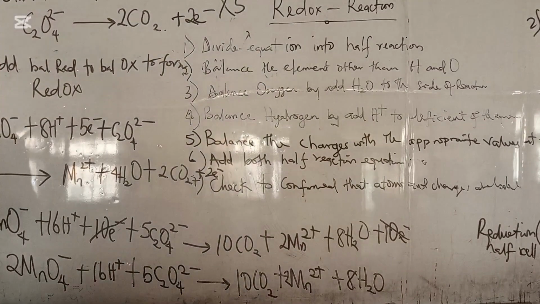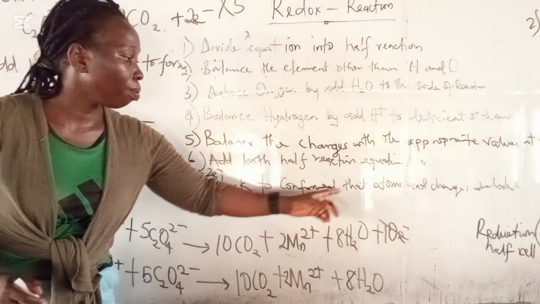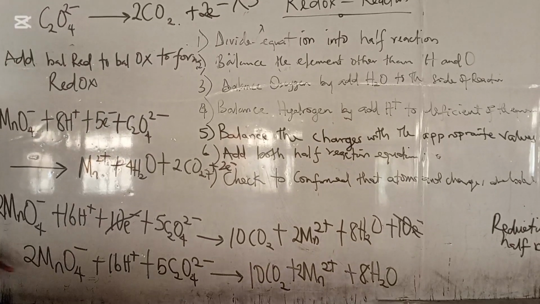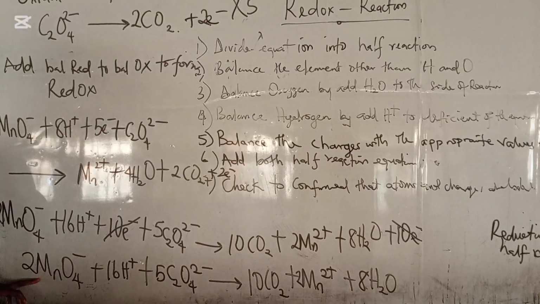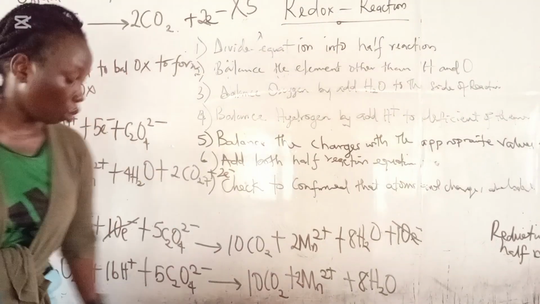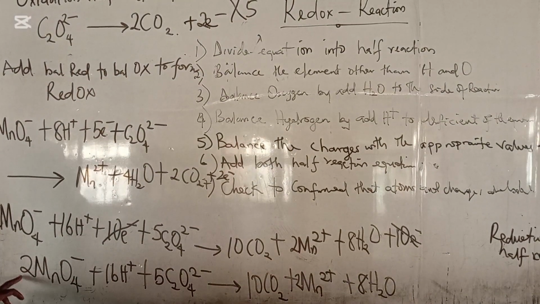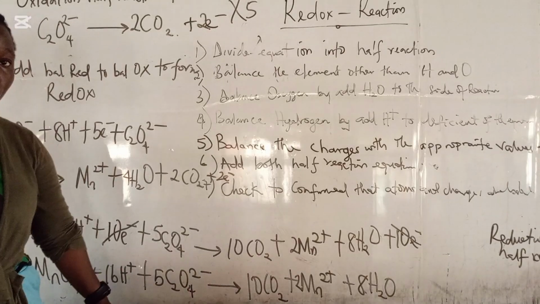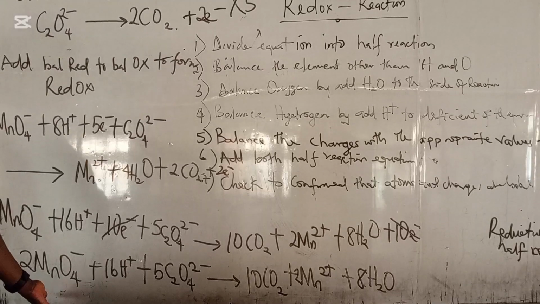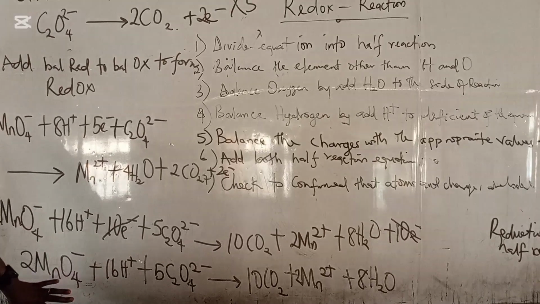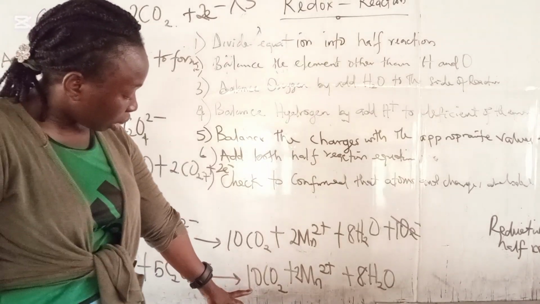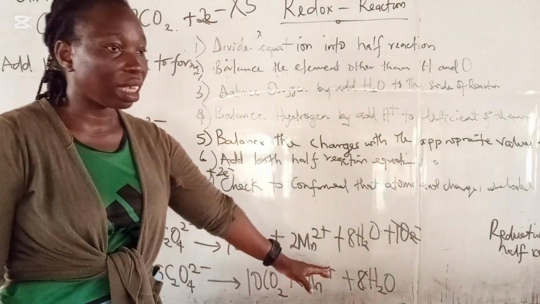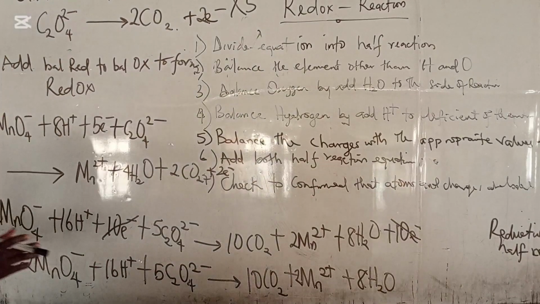Then you now cross-check, because the last step said check to confirm that atoms and charges are equal. How many manganese do we have at the reactants? We have 2, which corresponds to the 2 at the products. Oxygen here will be 2 times 4, 8, plus 5 times 4, 20. So 28 oxygen atoms are present in the reactant. Then how many are present here? 10 times 2 is 20. 8 times 1 is 8. 20 plus 8 is 28. So oxygen is balanced.